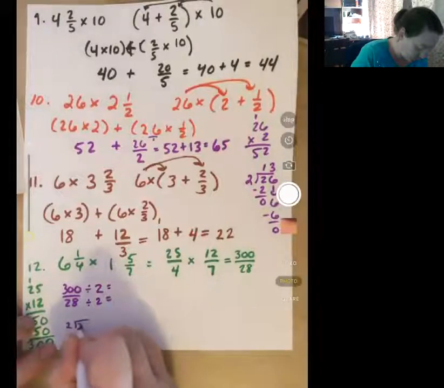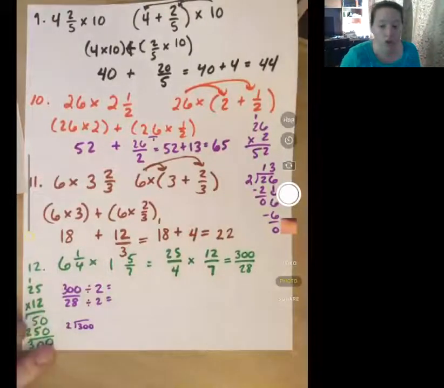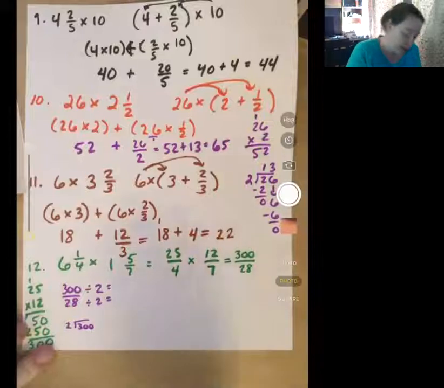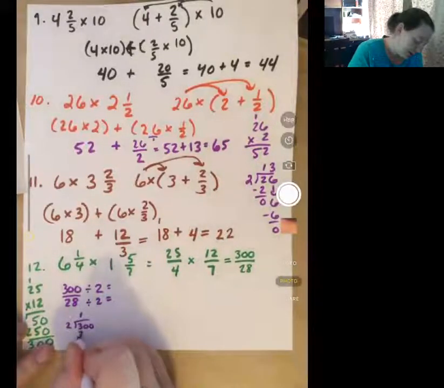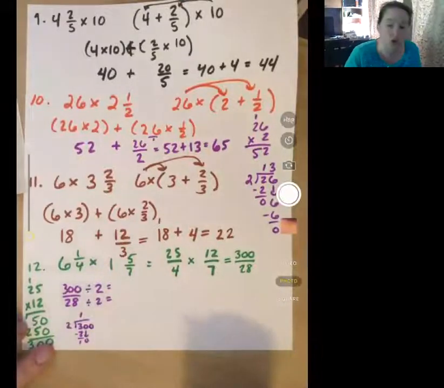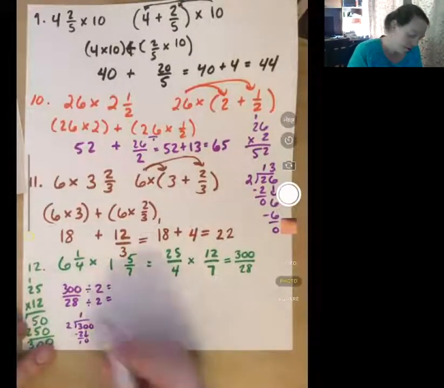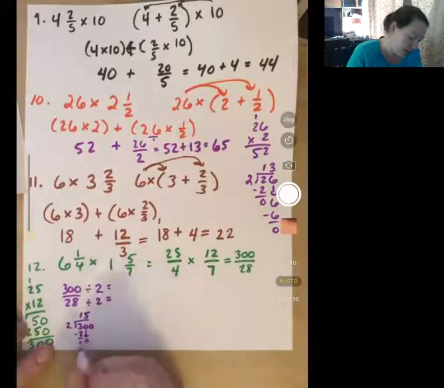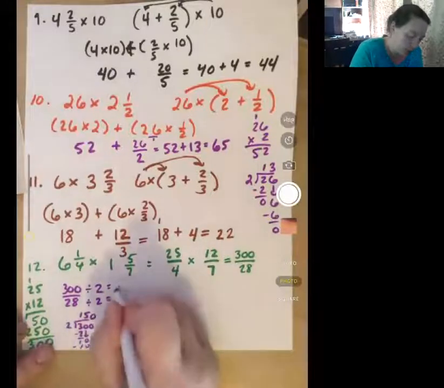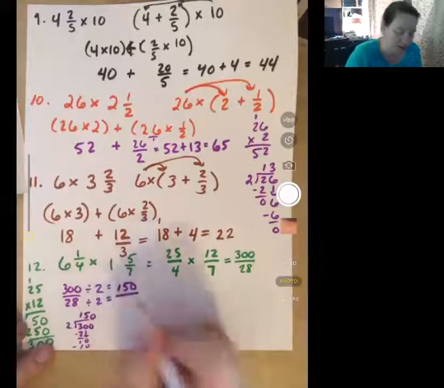So 2 into 300, let's put it there. 2 goes into 3 one time, because 3 minus 2 is 1. We'll bring down the 0. 2 goes into 10. 2 times 5 goes into 10. That will end up with us having just a 0 at the bottom, so we'll add on our extra 0 for 150.